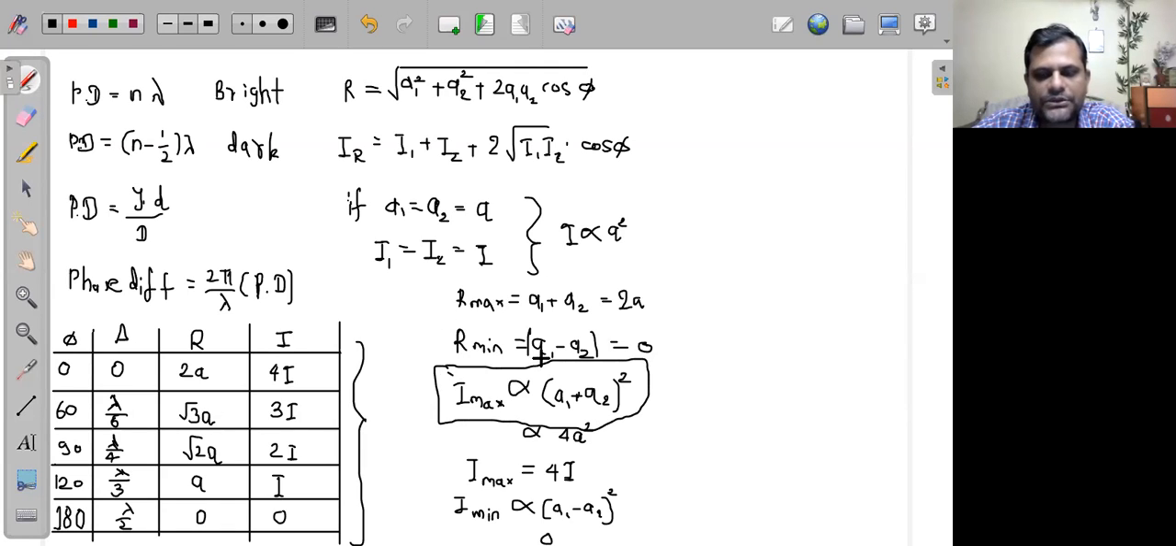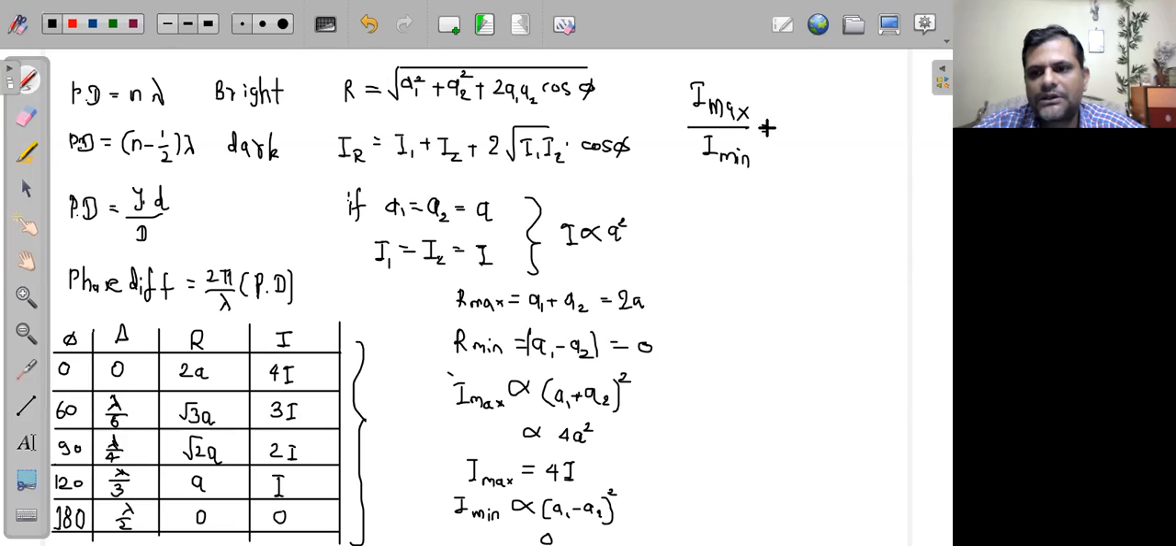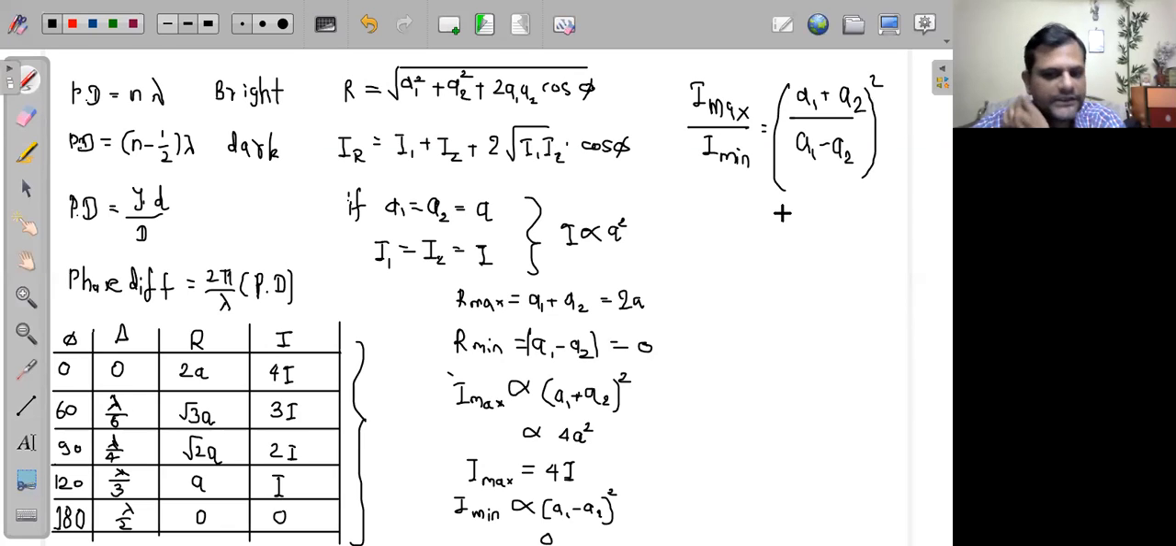I max is proportional to (a1 plus a2) the whole square, and I min is proportional to (a1 minus a2) the whole square. Going even further, we can find the ratio of I max to I min, which can be written simply as (a1 plus a2) upon (a1 minus a2), the whole square. In this way we can get the maximum to minimum intensity ratio.